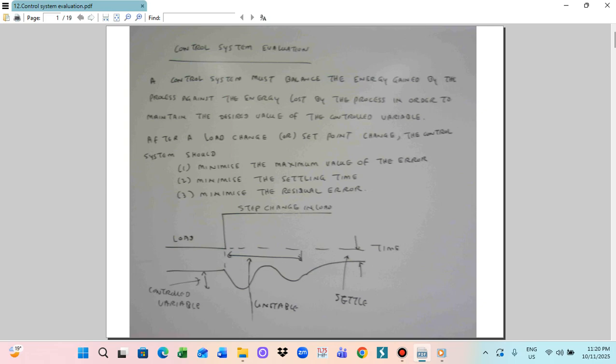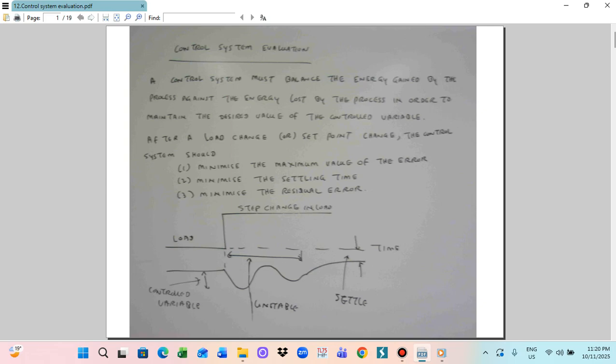When you are making a control system, the load can be changed. When the load changes, an error can happen. In this case, the control system needs to minimize the maximum value of the error, minimize the settling time, and minimize the residual error. When the error happens, it needs to be settled in a very small time. Also, once the error has been settled, sometimes a residual effect can happen. Residual effect means that when you are making a damping system, any vibration or oscillation that happens has to be eliminated.